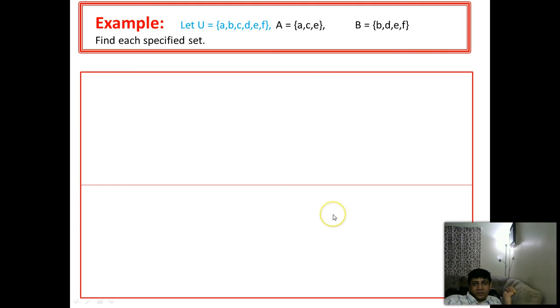Look at this example. Suppose we have the universal set A, B, C, D, E, F. A is A, C, E, and B is B, D, E, F. We have to find the following. First, we have to find A intersection of B and then the complement of that. You understand me? A intersection of B and then the complement of that. So we'll do it step by step.